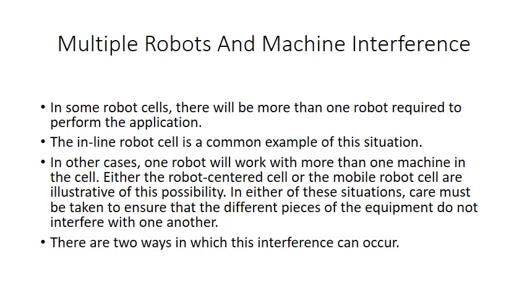We will deal with multiple robots and machine interference. In some RoboCells, there will be more than one robot required to perform the application. The inline RoboCell is a common example of this situation. In other cases, one robot will work with more than one machine in the cell. Either the robo-centered cell or the mobile RoboCell are illustrative of this possibility.